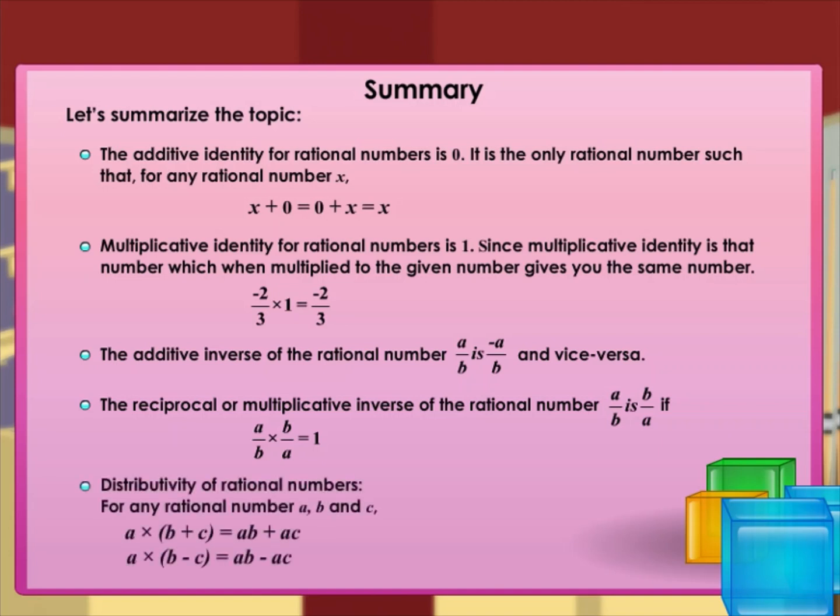Distributivity of rational numbers: for any rational numbers a, b and c, a multiplied by b plus c is equal to ab plus ac, and a multiplied by b minus c is equal to ab minus ac.